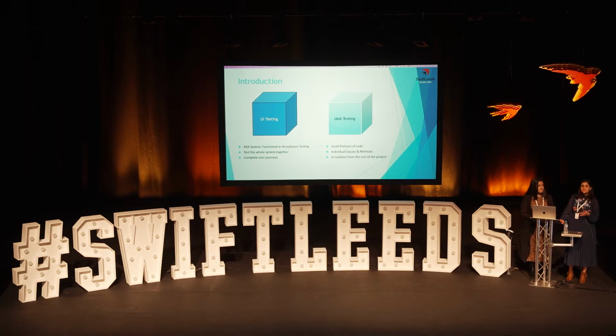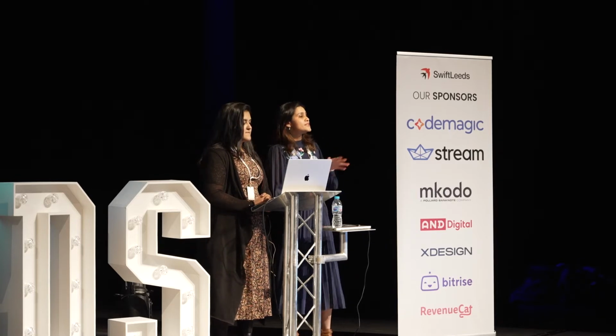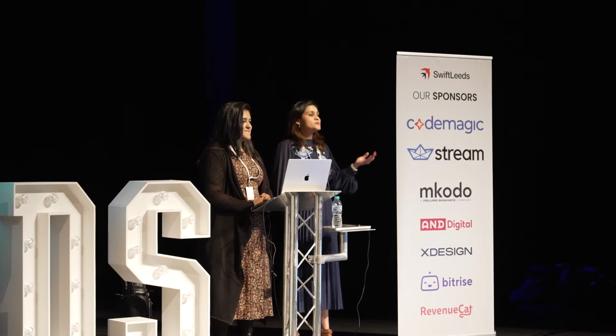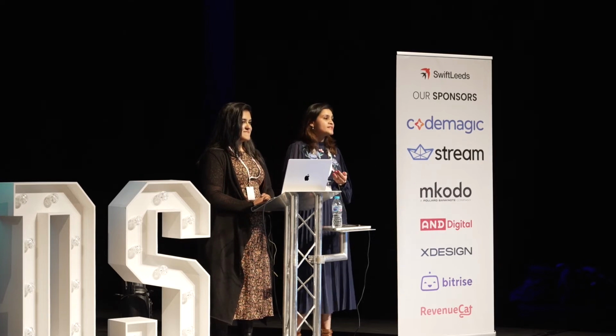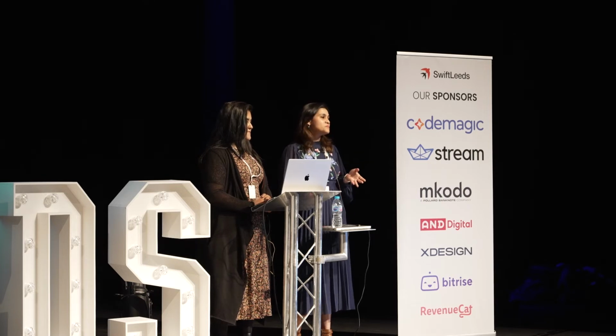Before we go into XCUITest and how the app UI automation is structured there, we'll briefly touch on UI testing and unit testing. UI testing is your usual system, functional, or acceptance testing. This is when you test the whole system together, performing end-to-end journeys as a normal customer would. This is black box testing, where you do not have much idea about what's inside the code base.